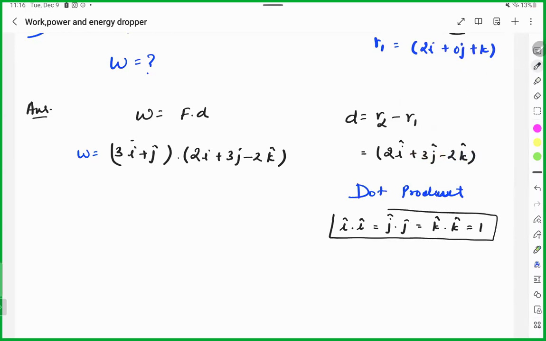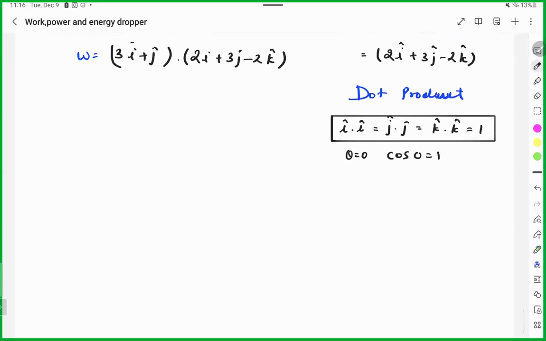What is the meaning of i cap into i cap? It means both values are in the x direction. In this case, theta will be 0. Cos 0 value is equal to 1. Understood? But if you take different values, meaning i dot j or j dot k or k dot i, in all these situations you have angle 90, because i means x axis, j means y axis. Both have 90-degree angle. Correct?